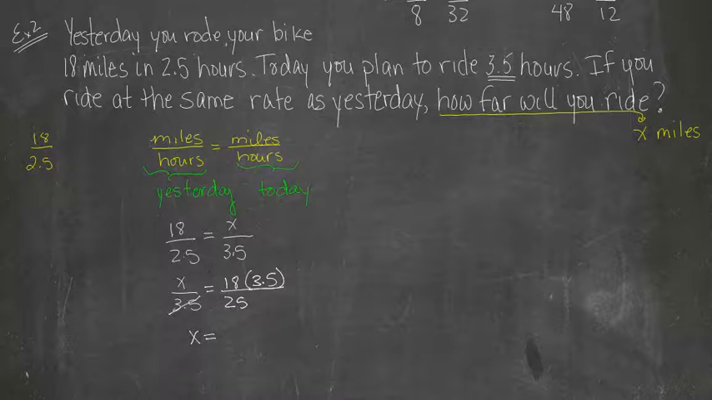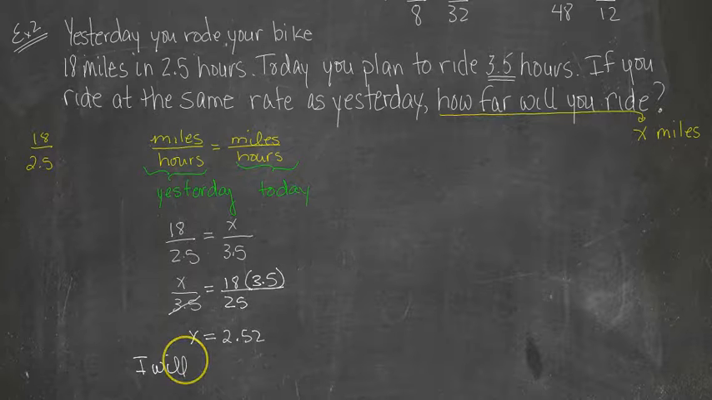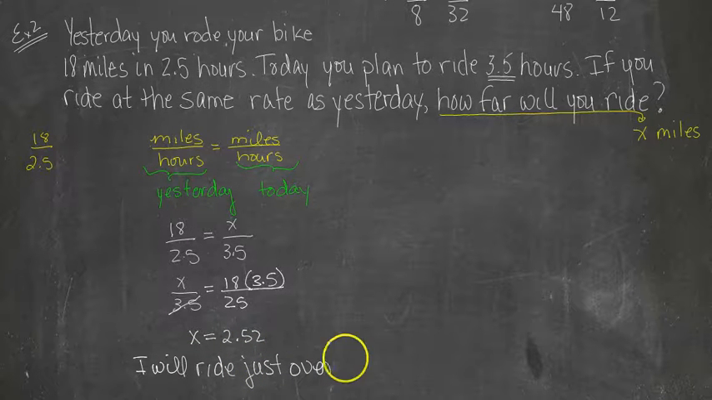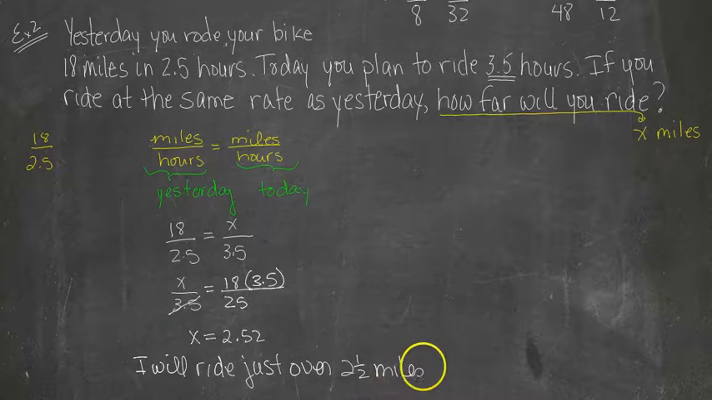And let's see, x is 25.2 miles. So word problems, if you get the problem in words, you have to give the answer in words. So the answer would be, I will ride just over 25 miles today.